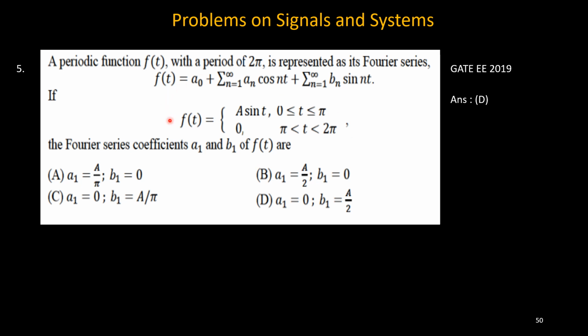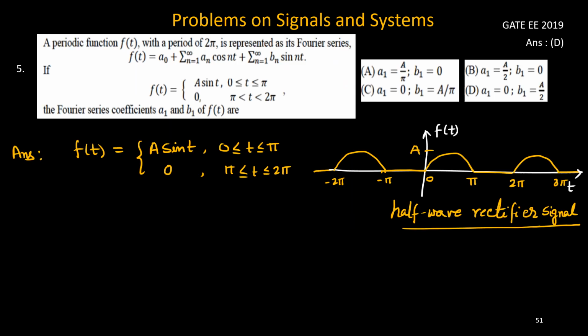And for this function, we need to find out the Fourier series coefficients a1 and b1 only, and the choices are given here. So we need to find out the Fourier series coefficient. That's all. So can you find the Fourier series coefficient for this function, this f of t?